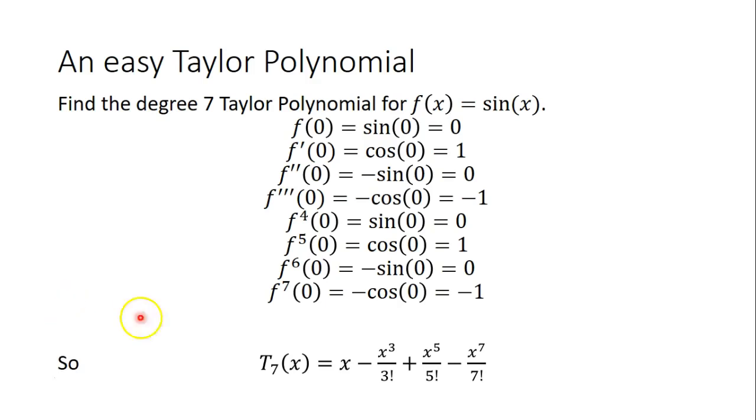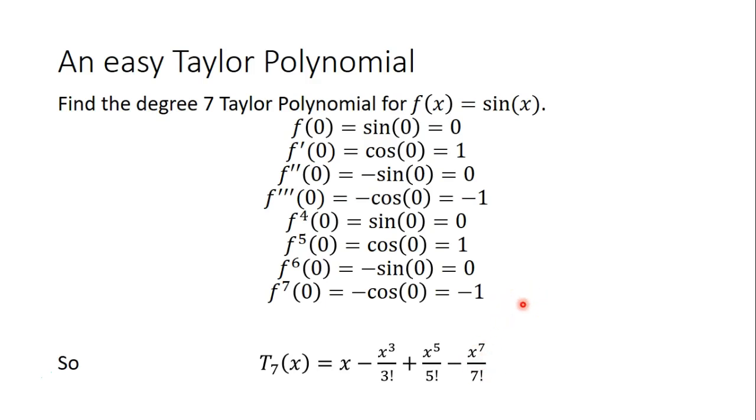Sometimes, poorly written problems, sometimes you see them in the book, they'll ask for the 8th degree polynomial for this. Technically, this is the 8th degree polynomial, because the next derivative would be 0, so there wouldn't be a term. So this could be called the 7th order or the 8th order Taylor polynomial. Either one would be fine.